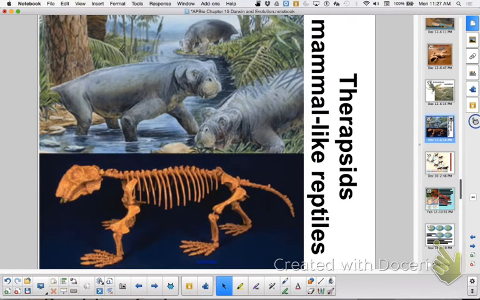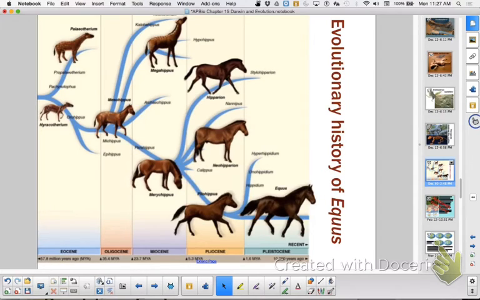One well-studied example is the history of Equus, or horse. Horses started out very, very small, little critters, okay? And over time, when you follow the fossil record, they became larger and larger. I'm not talking about those cute little miniature horses that you see in parades, okay? Different.